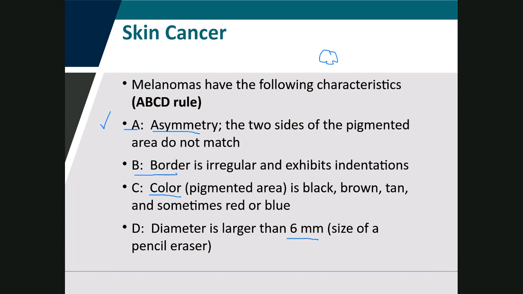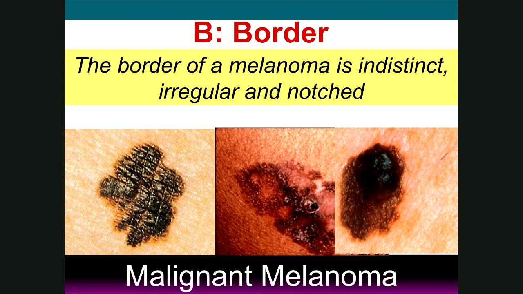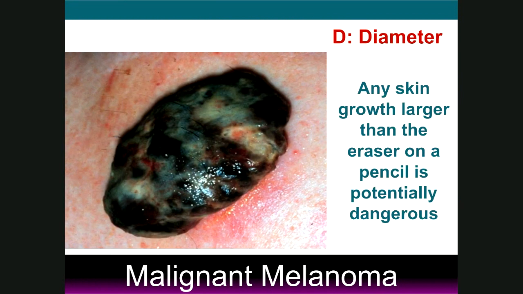So let's look at this in more detail. The first one is asymmetry. Melanomas are going to appear irregular in shape. This is a malignant melanoma. B is border. So you can see how the border is irregular on a malignant melanoma. C is color. This is an extreme version, but often can be tan, brown, black, red. Of course, if you see this, get immediate medical attention. D is diameter, meaning anything larger than 6 millimeters, or like a pencil eraser, to definitely get that checked out.